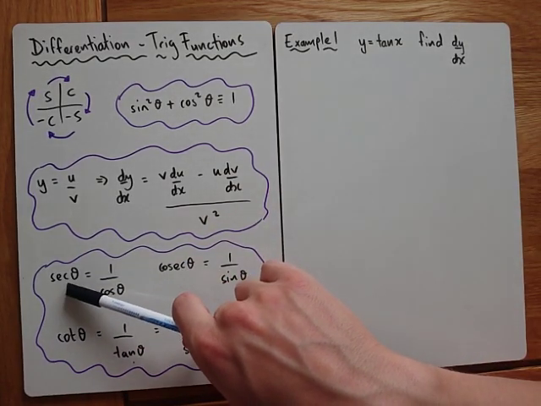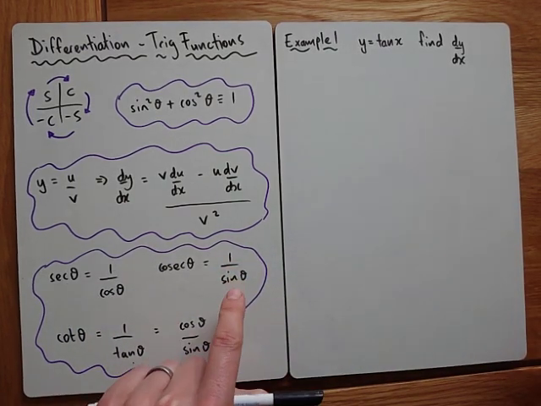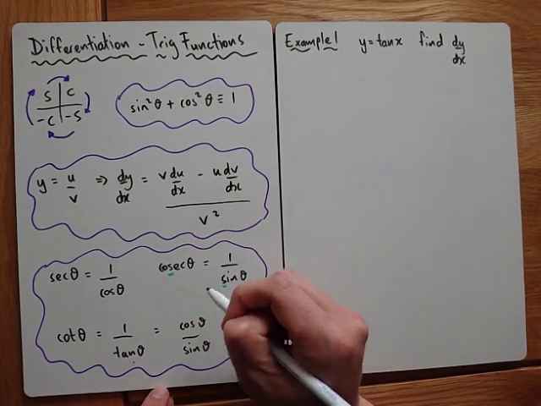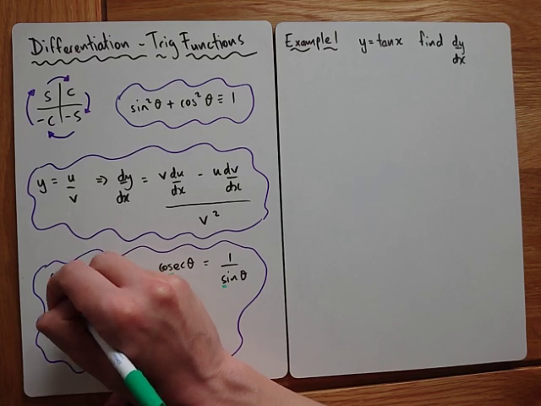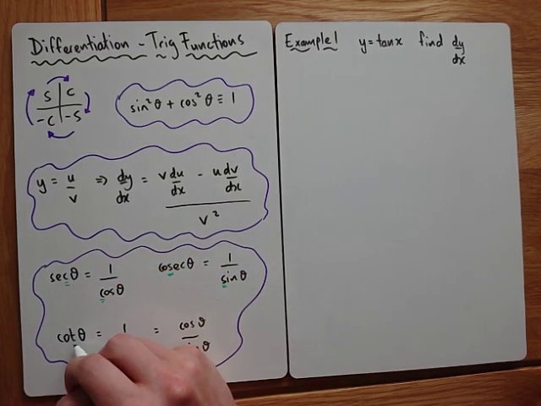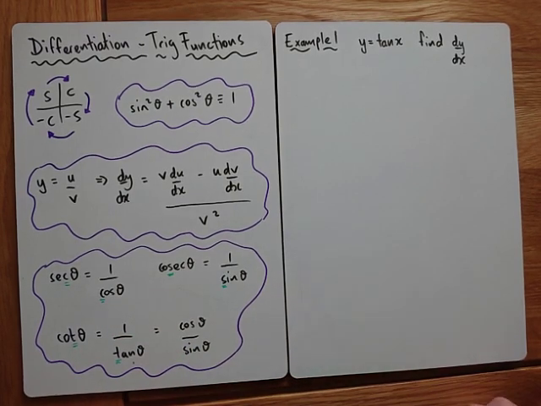Like if we talk about sec, it's just 1 over cos theta. Cosec is just 1 over sine theta. The easy way to remember these is the third letter. So if sec, third letter C, I know that's the same as 1 over cos. Cot, third letter T, I know that's the same as 1 over tan.